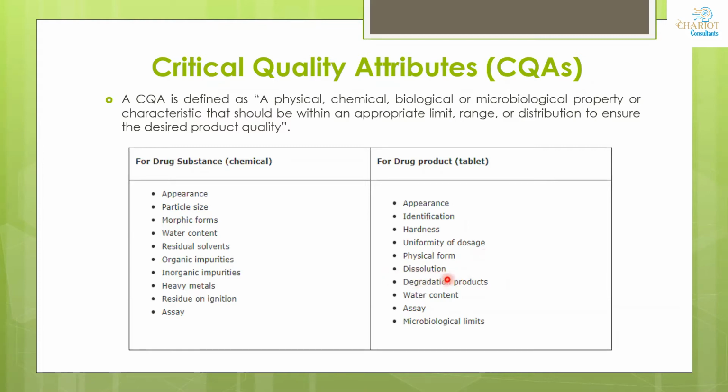Your dissolution, for example: today in initial stages the dissolution was very good, but when you kept it in stability after 6 months, the dissolution has retarded. So that will also be your quality attribute. Your degradation products, your water content, your assay values, your microbial limits. So these are critical quality attributes which are important for your drug product. This will define whether your product is fine or not.